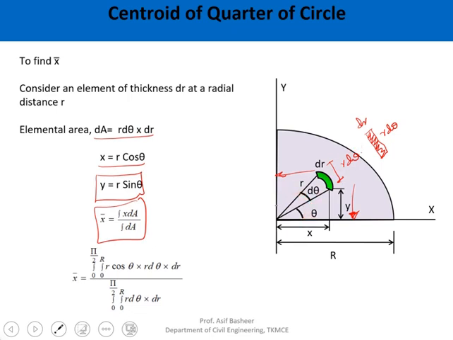So this is the case of a double integration, and the limit of this, if it is a quadrant of a circle, is 0 to pi by 2. In this case it is a quadrant of a circle, so the limit is 0 to pi by 2, and r has to vary from 0 to capital R. So the limits of integration are 0 to pi by 2 and 0 to R. If it was a semicircle, then it would have been 0 to pi, that is 180 degrees.